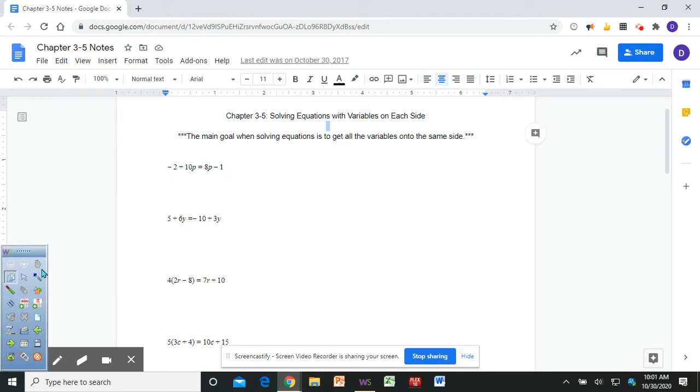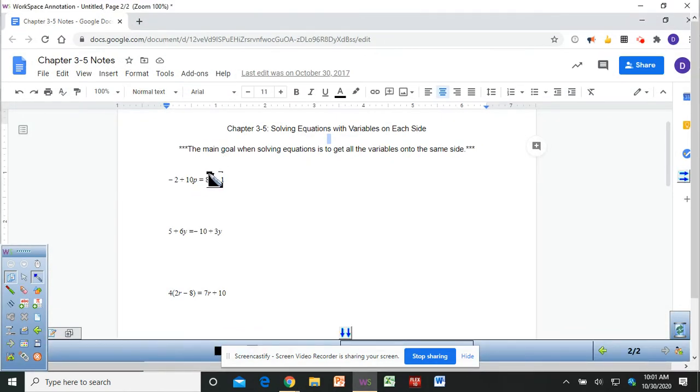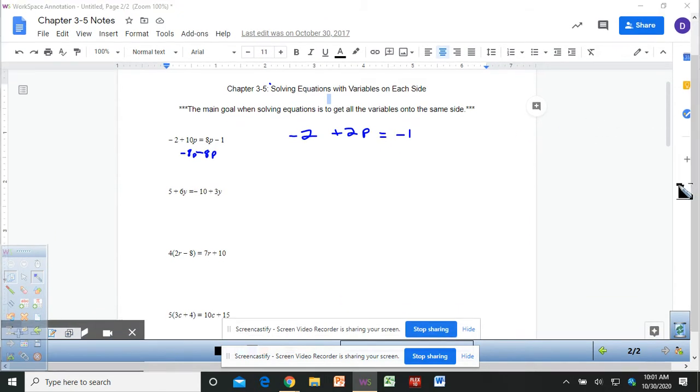So on a problem like this, what you're going to start by doing is taking this 8p and we want to get it over here. So what we have to do is either add or subtract it to the other side. So here, since it's a positive 8p, we're going to subtract 8p from both sides. And when I do that, now I have negative 2 plus 2p, because 10p minus 8p is 2p, equals negative 1.